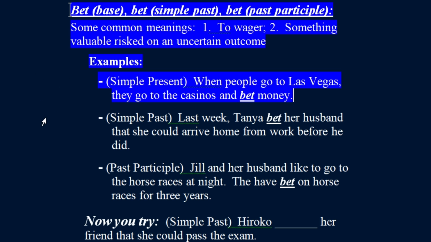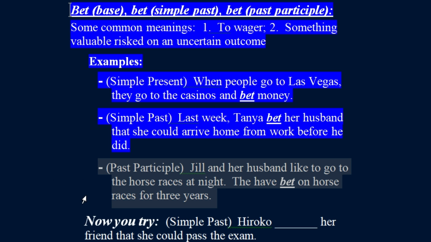Examples. Simple present. When people go to Las Vegas, they go to the casinos and bet money. Simple past. Last week, Tanya bet her husband that she could arrive home from work before he did. Past participle. Jill and her husband like to go to the horse races at night. They have bet on horse races for 3 years.